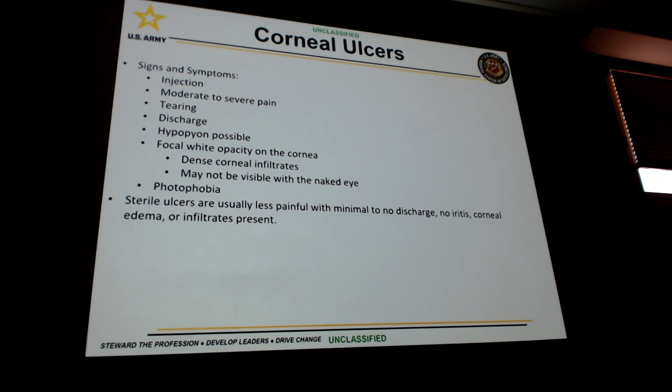You can have a sterile ulcer. We don't really call it an ulcer then, we call it a sterile infiltrate. The sterile infiltrate is going to be the white spot that you see, but there's not going to be any overlying epithelial damage. So when you stain it, it's not going to pick up any stain. You're just going to be able to see the white opacity, but there's not going to be any staining with the fluorescein over that opacity. Okay.